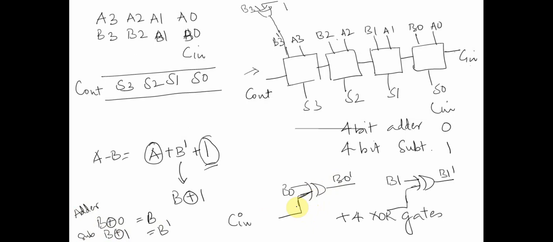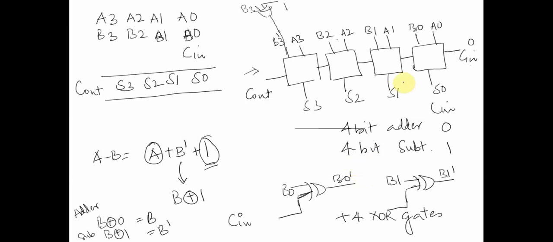In this case the carry line acts like a select line, where if it is 0, my input to the XOR gate will be 0, and the same circuit could be used as an adder or subtractor depending upon the value of Cin. If my Cin is 0, it will act like an adder circuit.